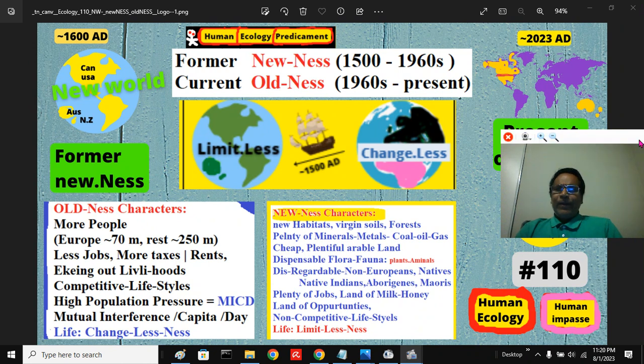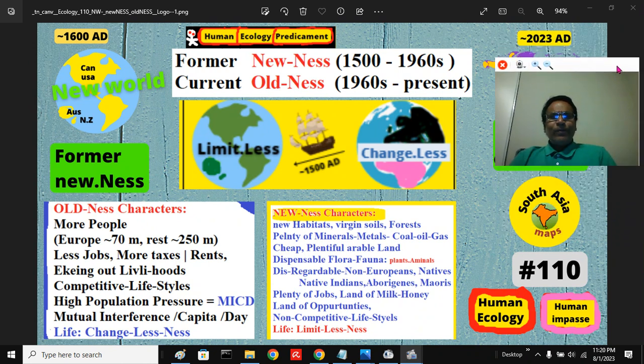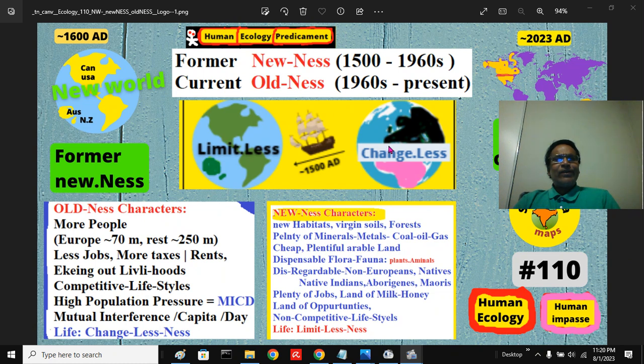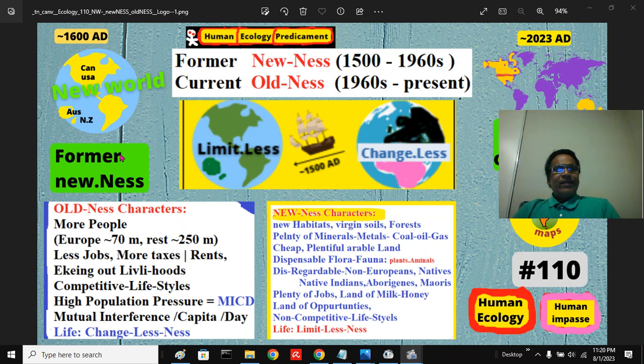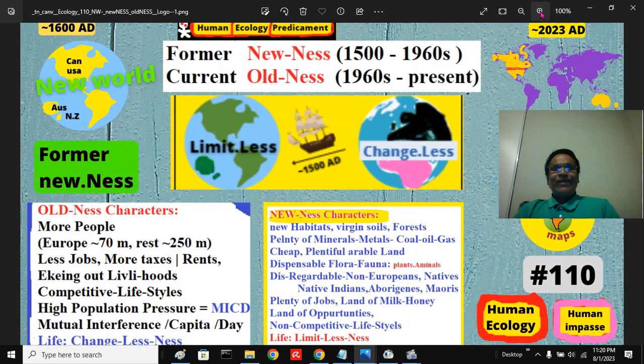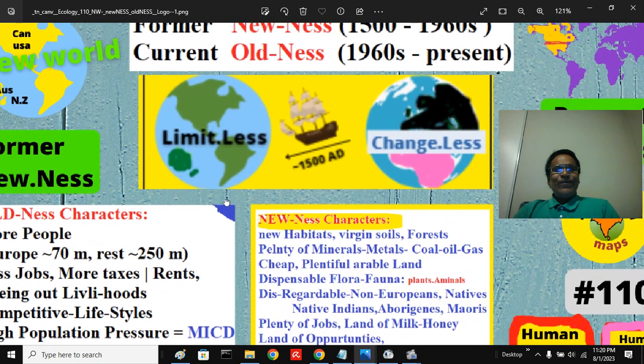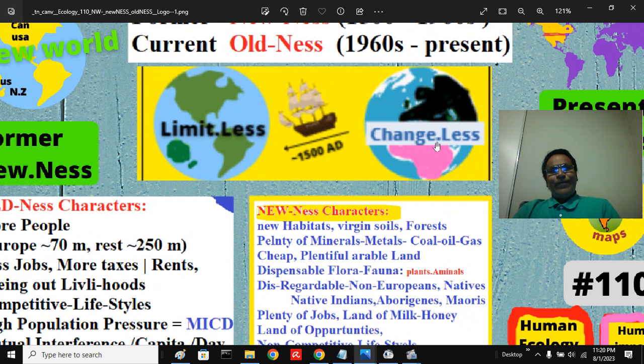Then what happened was, in 1500 there were voyages and discoveries. Europeans made discoveries of new lands. That's called the New World. Essentially here we represented the two Americas, Australia and New Zealand, that is Oceania. This is the New World, and this is the Old World, Eurasia. What are the characteristics of the Old World? What are the characteristics of the New World? I depicted them here. Very easy.